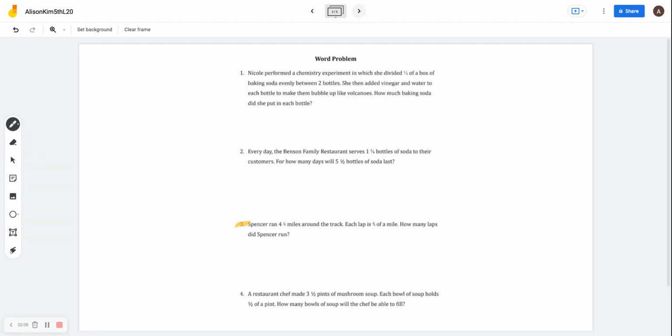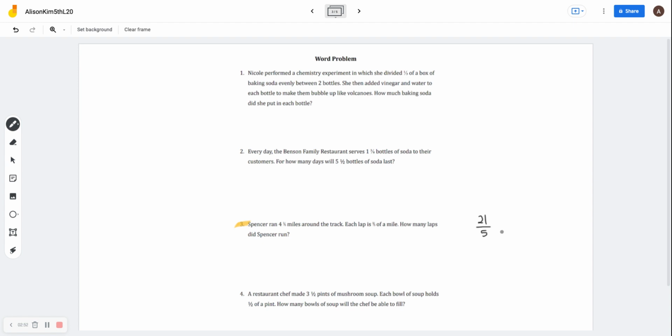Now we're going to do a word problem. Number 3 says Spencer ran 4 and 1/5 miles around the track. Each lap is 3/5 of a mile. How many laps did Spencer run? So it says that Spencer ran 4 and 1/5 miles around the track. We have to turn this 4 and 1/5 into an improper fraction, which is 21/5, right? And that's the total amount in miles that he ran.